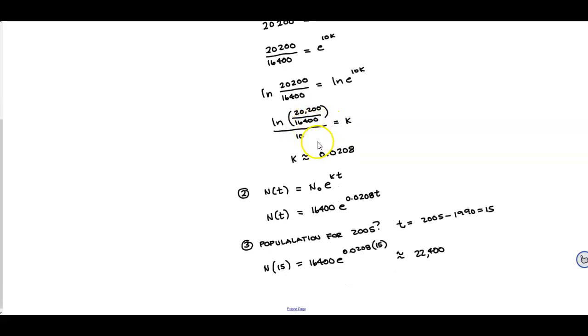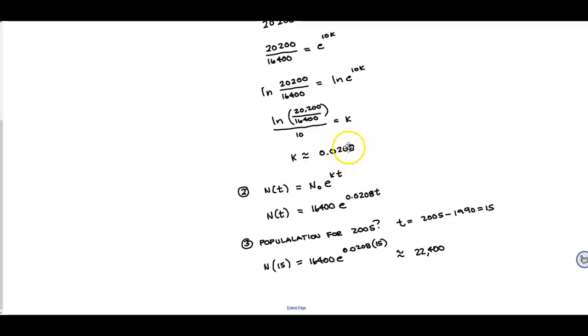And when we find that approximation, we're going to get 0.0208. So because this is positive, then this is going to represent a growth model. And so in order to write the growth model, what we're going to do is we're going to write it into our general form. So in number 2, we have N of t, which is equal to 16,400, which is the initial population, e to the constant k, which is 0.0208t.